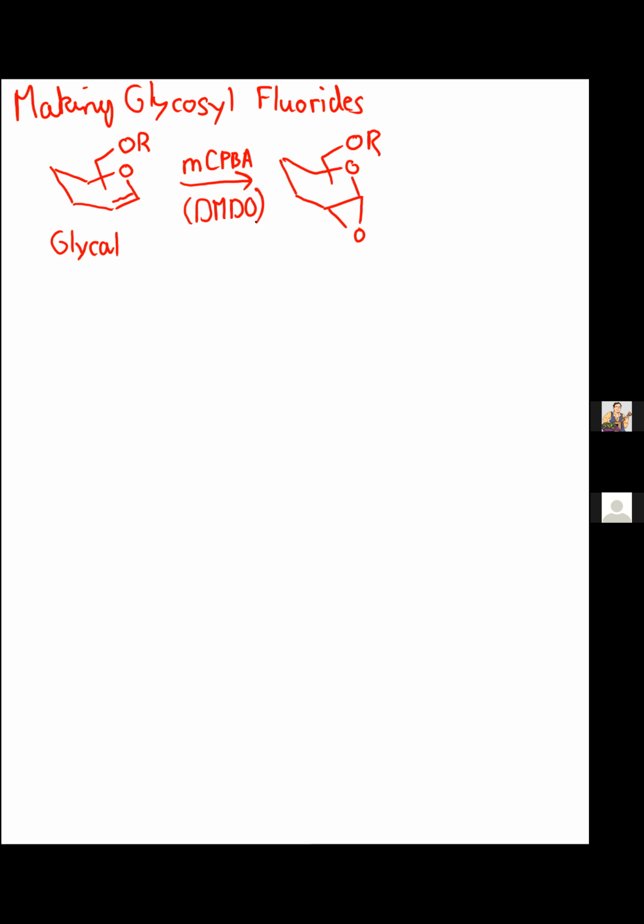Now, fine, we'll walk through both of those because it might have been a little while for some of you with MCPBA, and probably has been forever for a lot of you with DMDO. Okay, so if you remember or not, MCPBA stands for metachloroperbenzoic acid. So there's a chloro and it's meta to a perbenzoic acid.